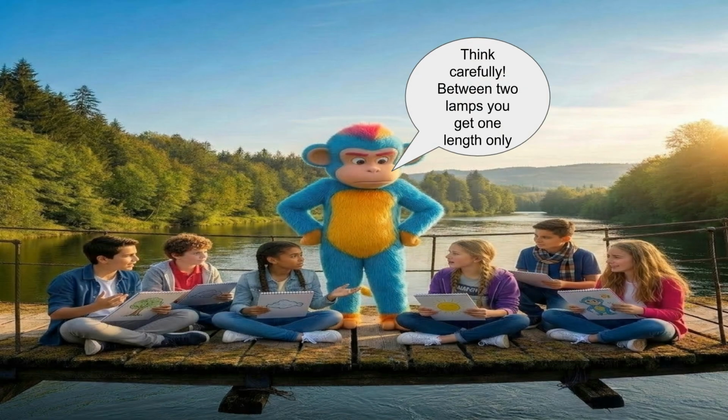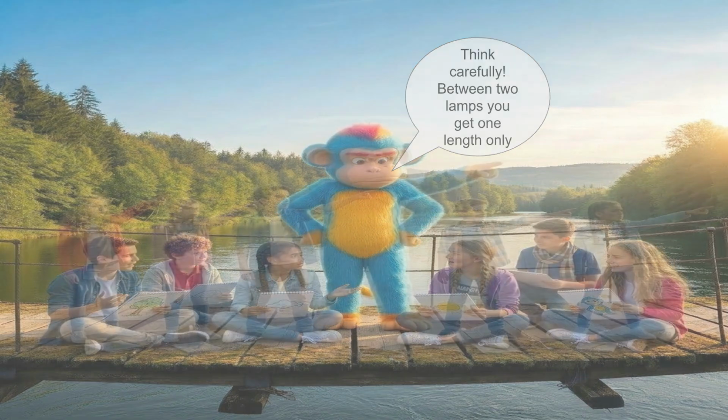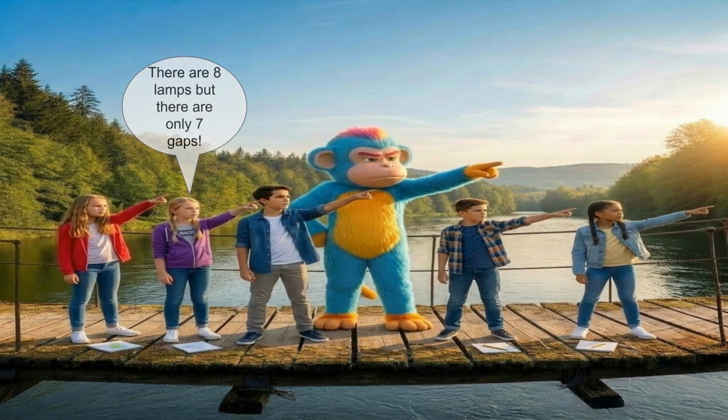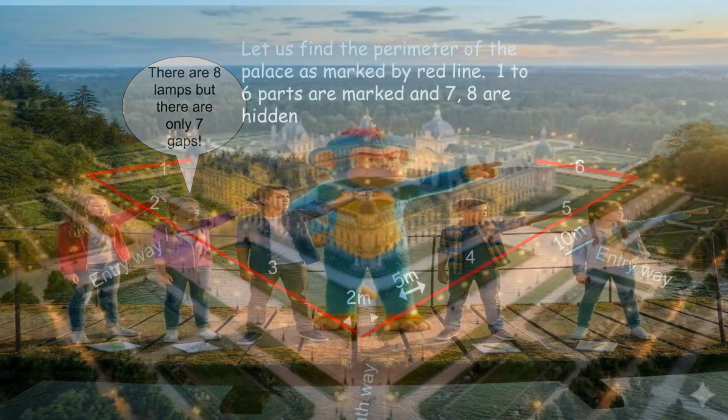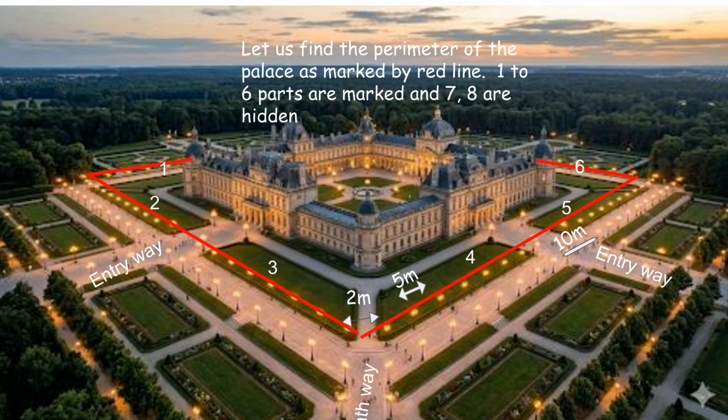Remember that between two lamps, you only get one length. This means if there are 8 lamps, there are only 7 gaps between them. The student corrects themselves. With 8 lamps, there are actually only 7 gaps. 7 multiplied by 5 meters is 35 meters. Since there are 8 equal parts like that, the total perimeter is 8 times 35 meters, equaling 280 meters.